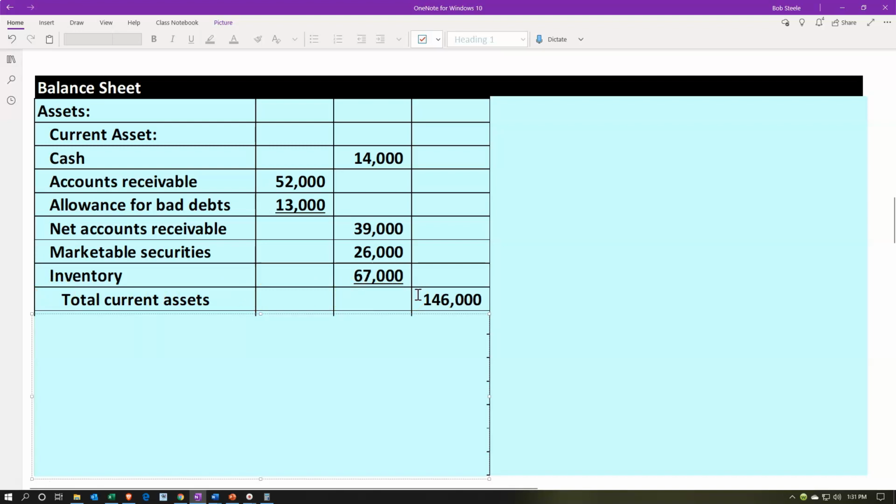And notice, once again, you're only doing something to one column at a time. So this column is over here. Therefore, I'm doing something only with the left column, which means we're going to be adding up the 14 down to the 67. We're not doing anything over here. We're not going to be jumping over to this column. This column was taken into consideration when calculating this 39,000.